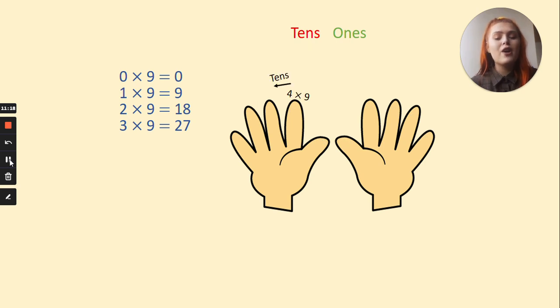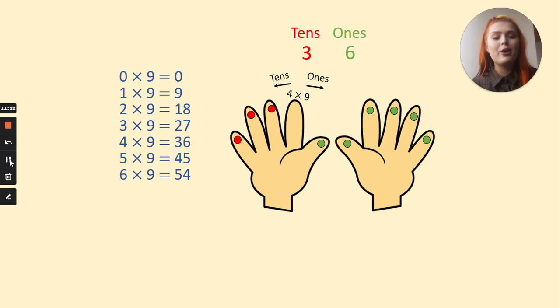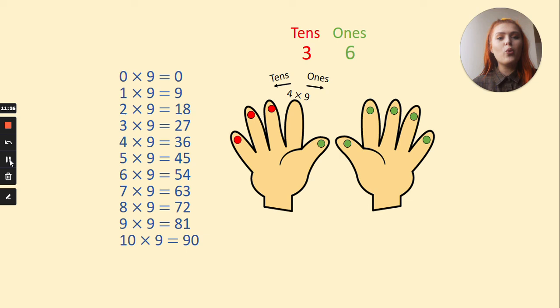And this works for all of our multiplications all the way up to 10 times 9. Because all the way up to 10 times 9, we're going to put our 10th finger down. How many 10s do we have? We have 9 10s and no 1s. And after that, sadly, we run out of fingers. But you can use this to help you with any multiplication in the 9 times table that is below 10.